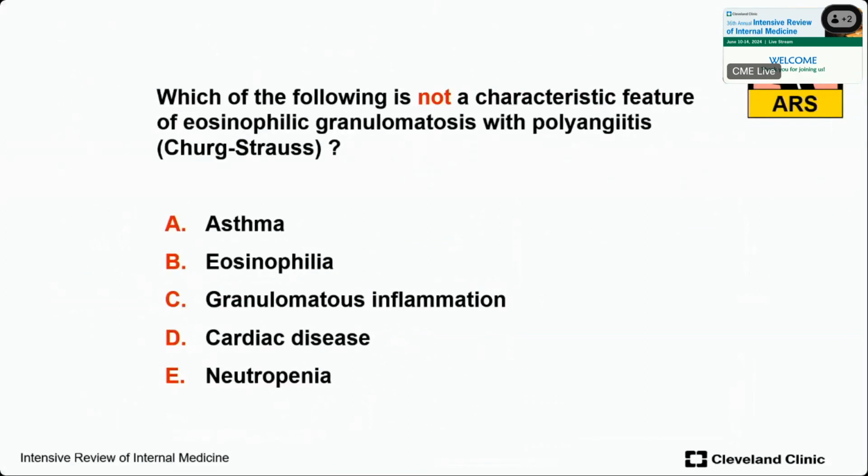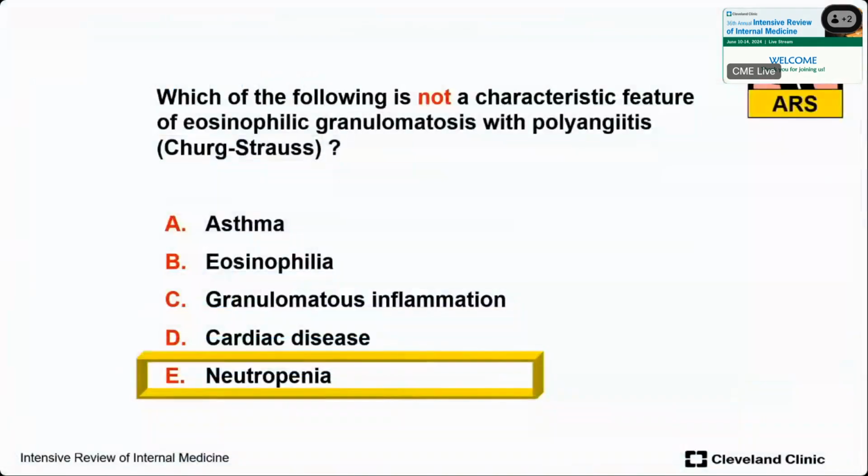And the answer I'm looking for here is neutropenia. Asthma, eosinophilia, and granulomatous inflammation are all features of EGPA, and cardiac disease is actually the most prominent source of mortality. Neutropenia is not a feature that occurs in primary vasculitis. The features in the CBC reflect that of acute inflammation, where we would typically expect to see an elevated blood count rather than decrease. So if you see neutropenia, if this is the diagnosis, there is another cause that is occurring in this setting.